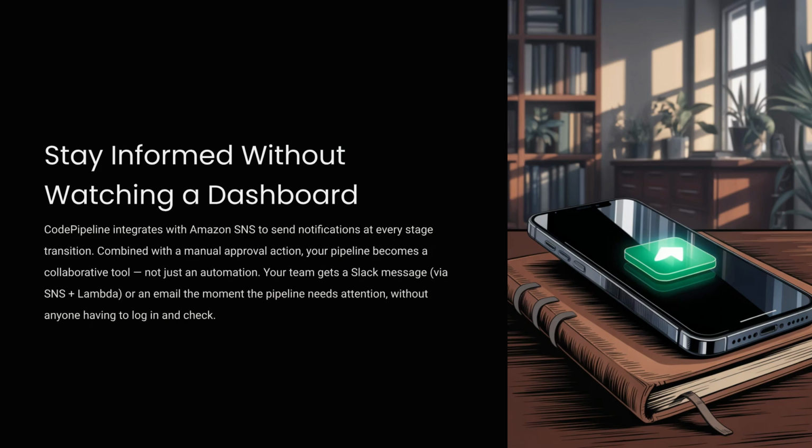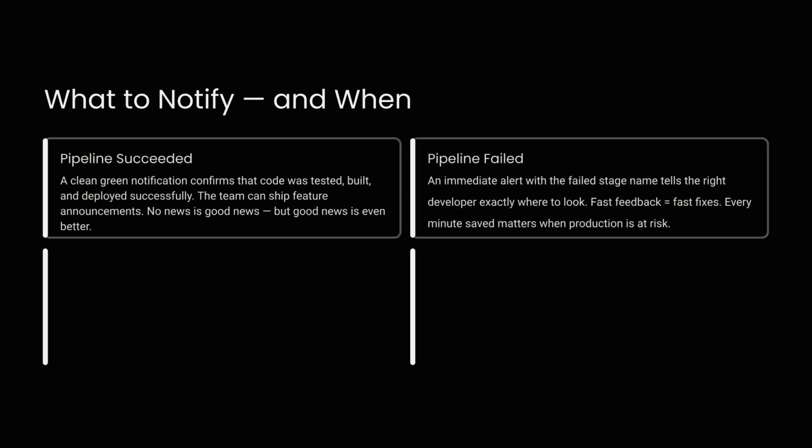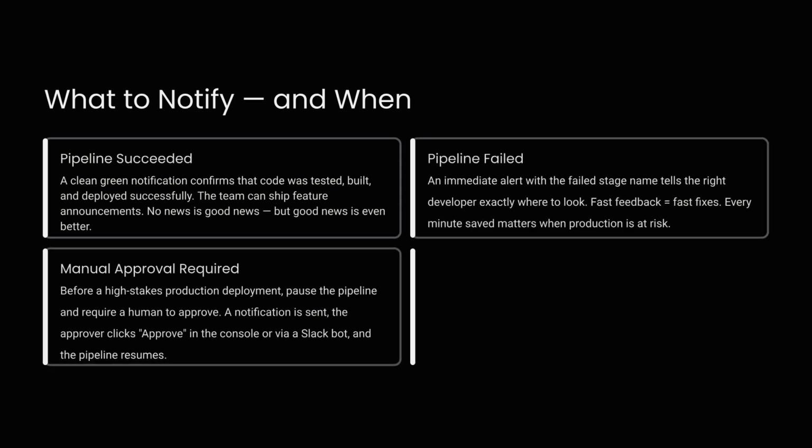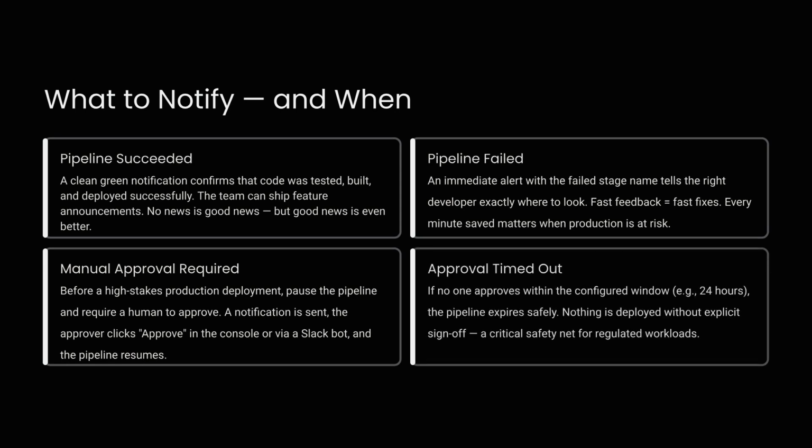Your team can receive a Slack message or email when the pipeline needs attention, eliminating the need to constantly monitor a dashboard. It is important to know what to notify and when. Notifications can be sent for a successful pipeline, a pipeline failure, a manual approval requirement before a production deployment, or an approval timeout, which safely expires the pipeline if no action is taken.